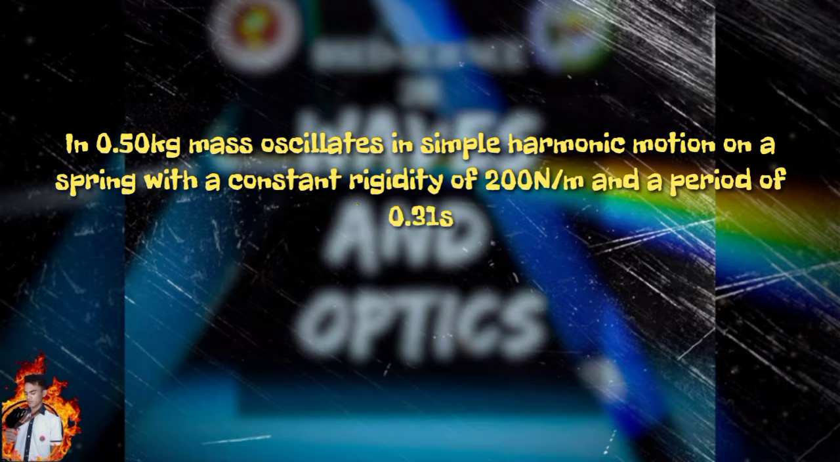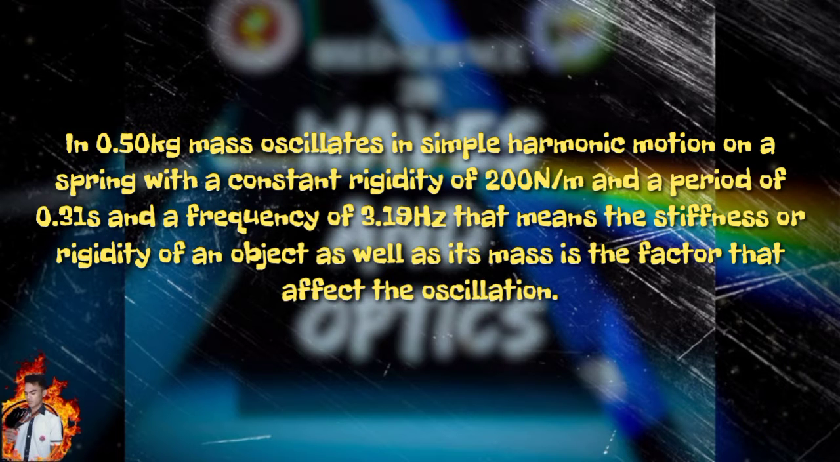For a 0.50 kg mass oscillating in a simple harmonic motion on a spring with a constant rigidity of 200 Newton per meter, we have the period of 0.31 seconds and a frequency of 3.19 Hz. That means the stiffness or rigidity of an object as well as its mass is the factor that affects the oscillation.